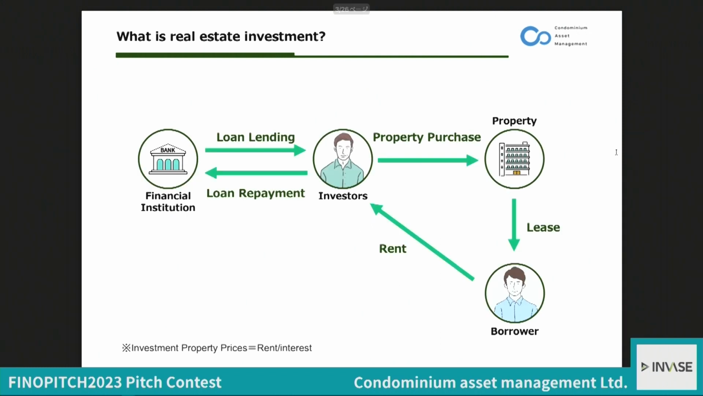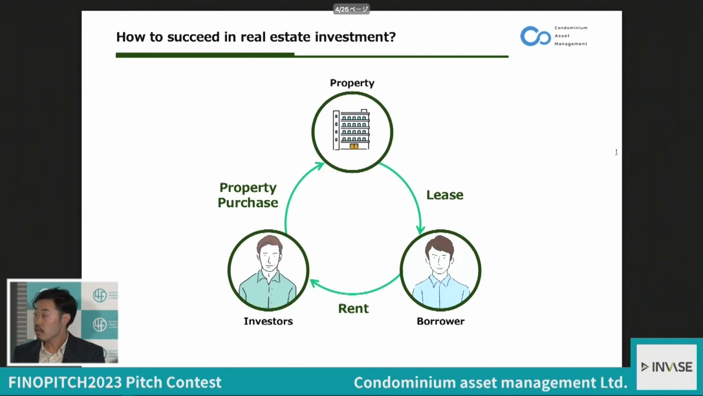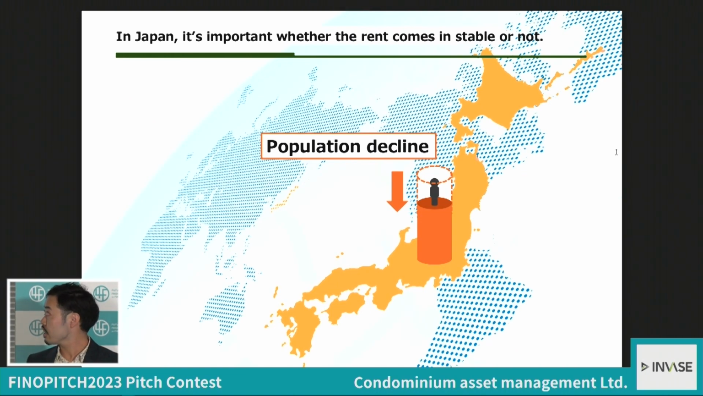Do you know real estate investment? Real estate investment is an investment method in which you buy some kind of real estate, rent it out to third parties, and receive rent as profit. To be successful in real estate investment, it is important that residents do not move out. And this is especially important in Japan, where the population is expected to decrease in the future.